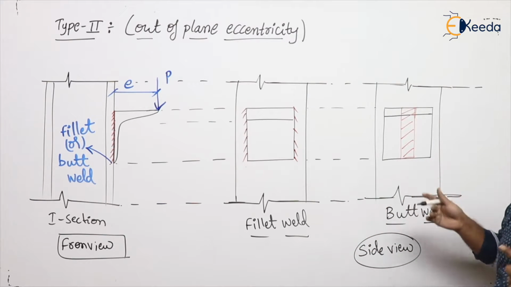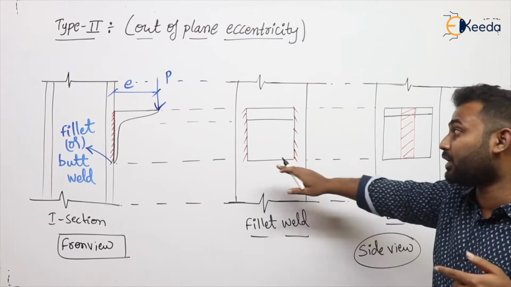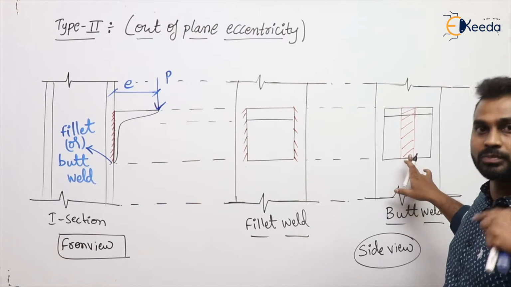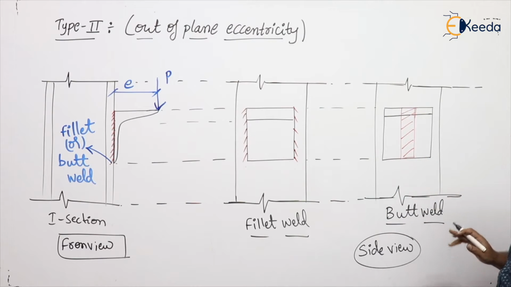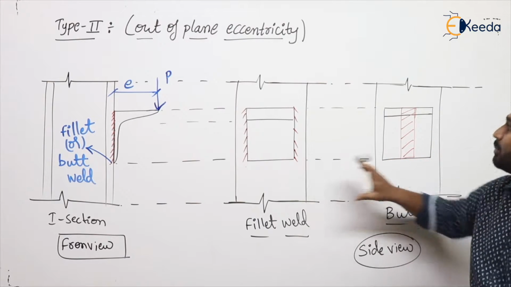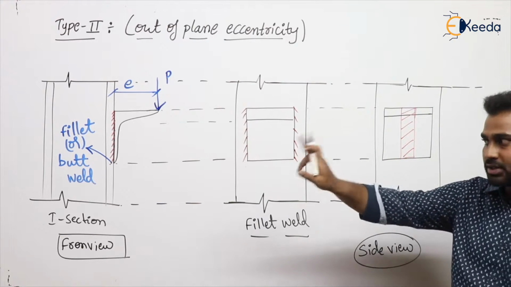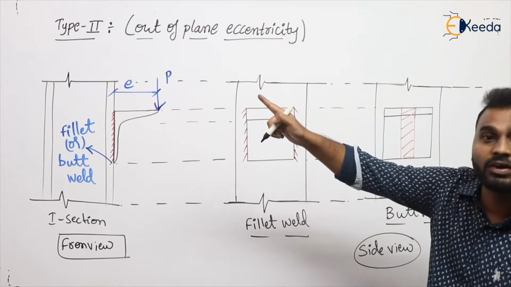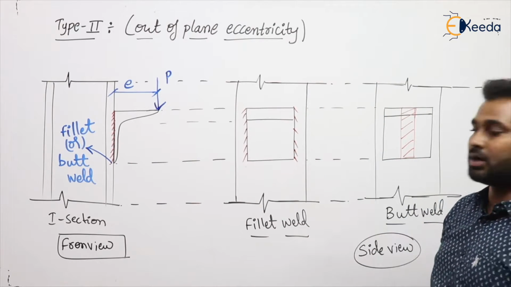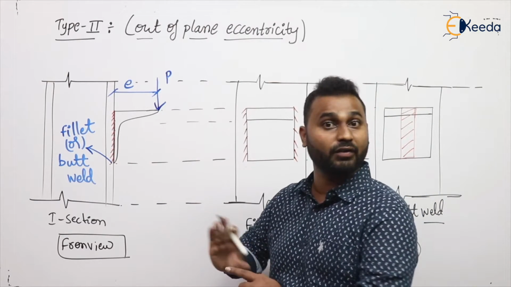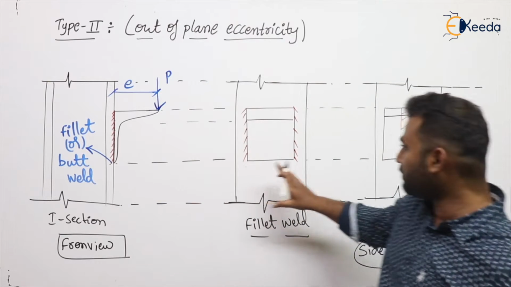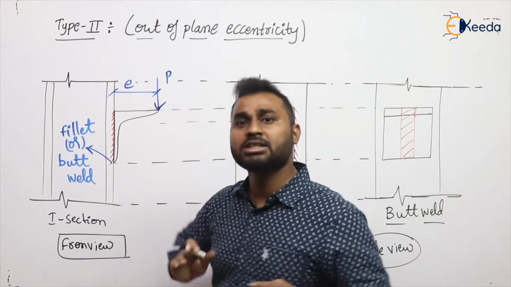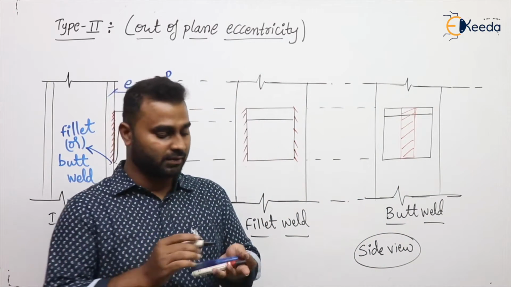But coming to the butt weld, in comparison to fillet weld, it is more costly and it has more strength also. Is that clear? So this is the fillet weld and butt weld. For this particular type of welding, we can use either fillet weld or butt weld. This is the front view. In front view, we can't differentiate these two welds, so in side view we can differentiate. Is that clear? Now let us come on to the analysis part, and later we'll see the design part.